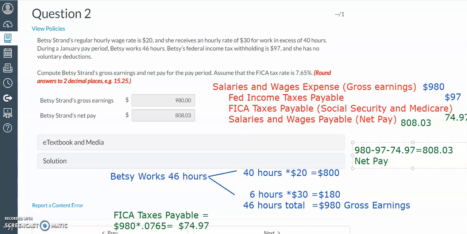So thank you for taking the time to watch this video, and I recommend reading through the textbook for the journal entries, not only for recording the salaries and wages expense and the salaries and wages payable at each time period, but also being able to record the journal entry for the payroll tax expense, as well as the accrual at the end of each month for the days that have not been paid yet.